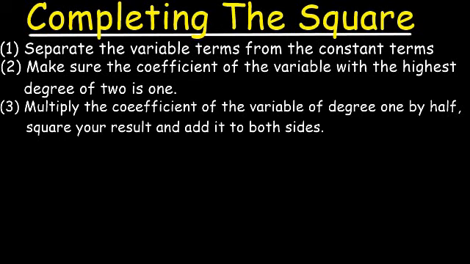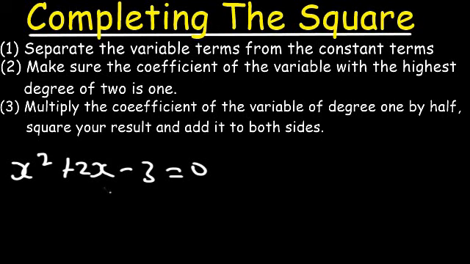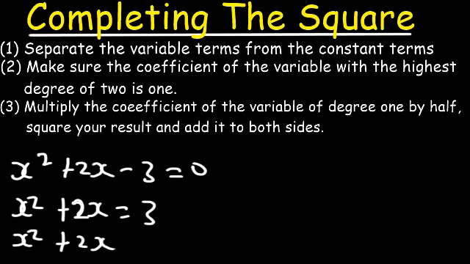Number 3, you have to multiply the coefficient of the variable of degree 1 by half, square your result, and add it to both sides. So what does that mean? We are considering an example like x squared plus 2x minus 3 equals 0. To pass the first test, x squared plus 2x will be equal to 3. And to also pass the second test, x squared plus 2x will also be equal to 3, as the coefficient of x squared is already 1.